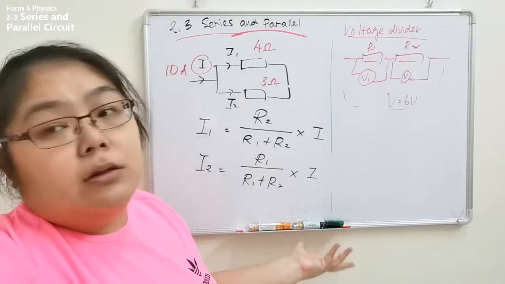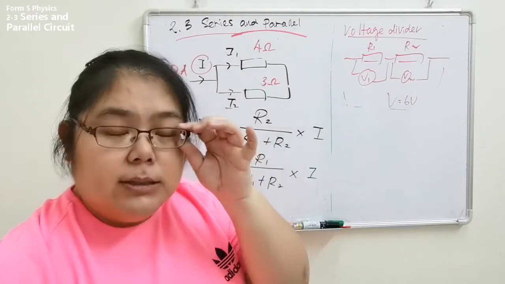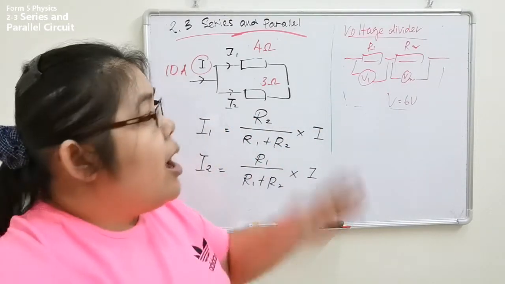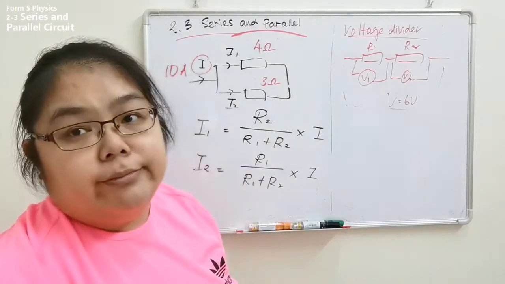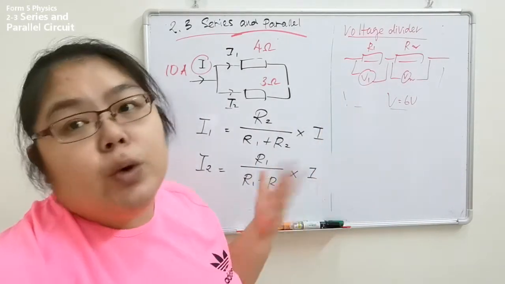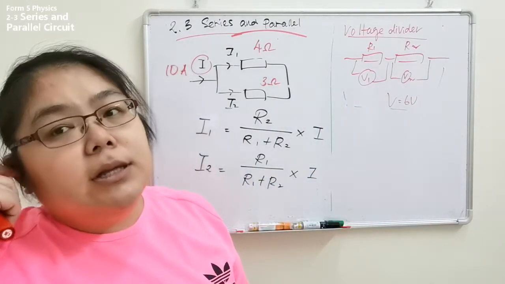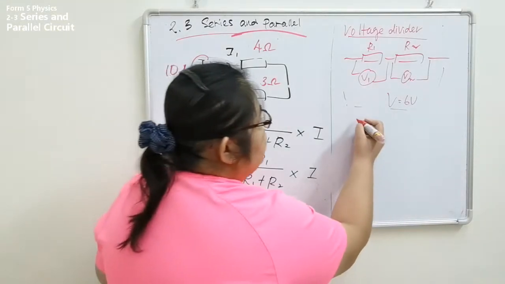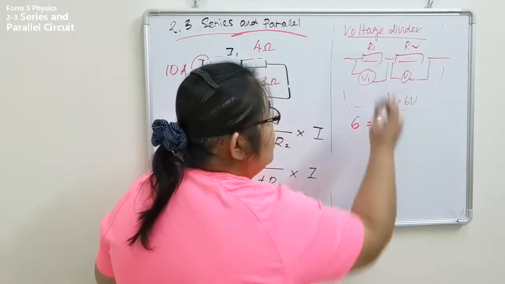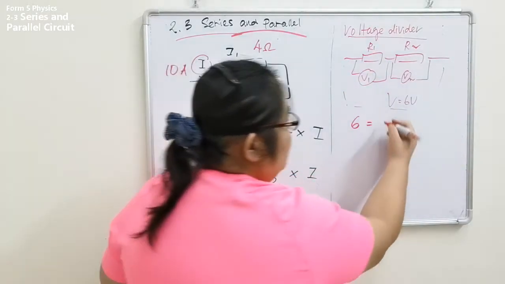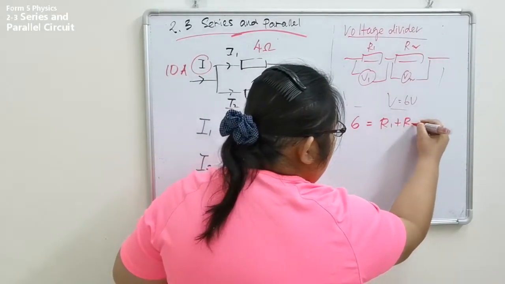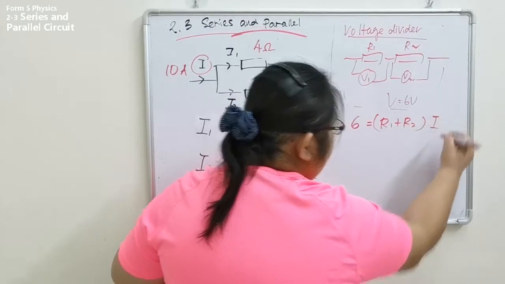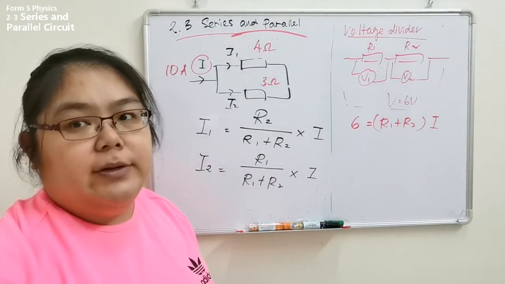Because this is a series circuit, series means the voltage needs to be shared. How to share it? You depend on the resistance. The problem here is there is no current, so you can also use the long method. The long method is 6 volt equals R1 plus R2 multiplied by I. You find out what I is first.